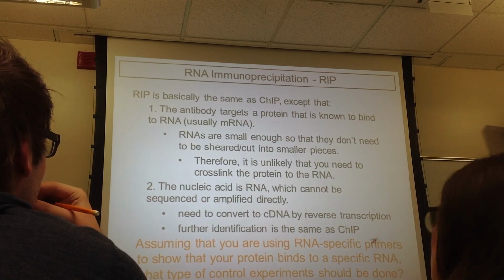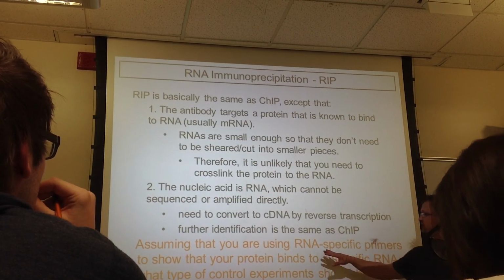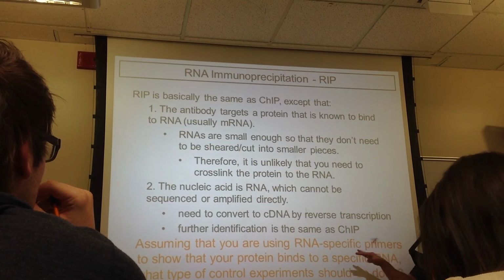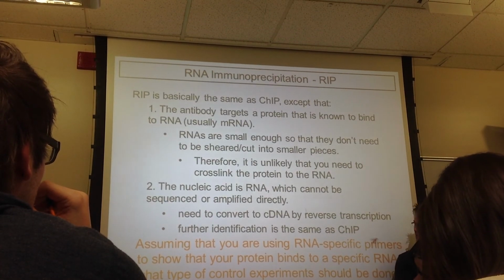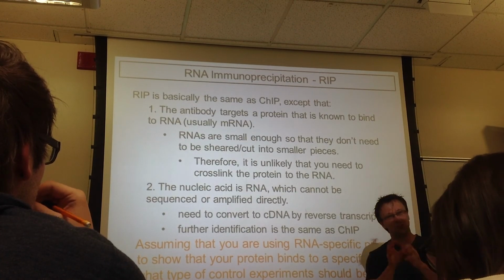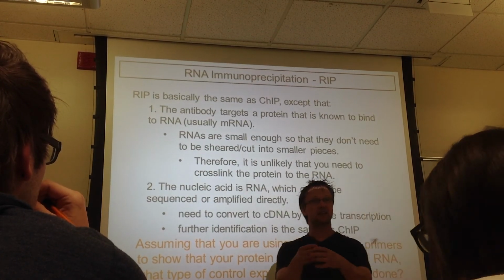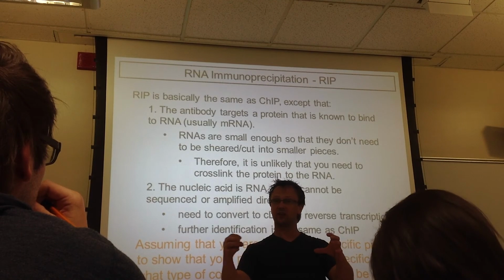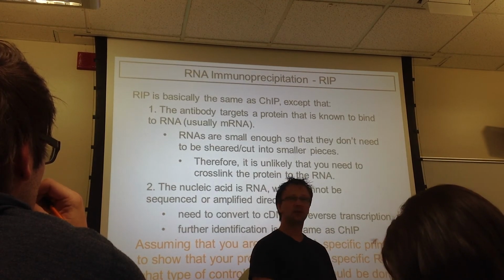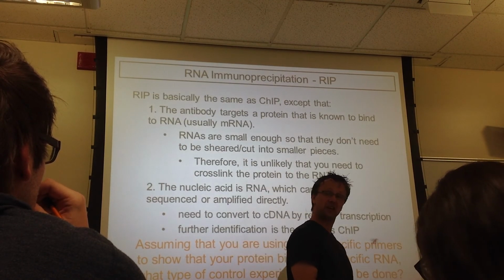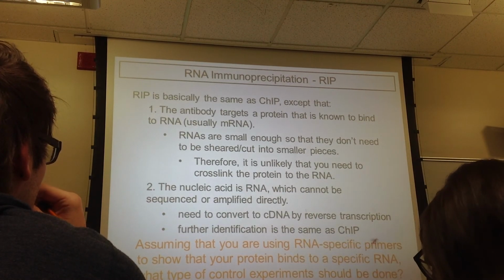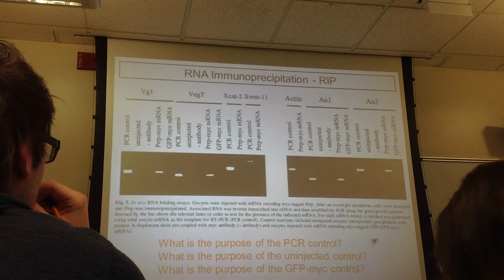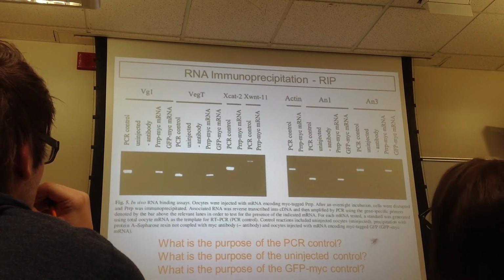Okay, so here's the question. Assuming that you're doing this, and you have some primers that are specific to the RNA sequence you're interested in. So let's say you're studying the localization of an RNA inside of a cell. It becomes specifically localized, and you have some protein that you think binds to those localized RNAs, and you want to demonstrate that in the cell it is able to do that. So here's an example of doing that.